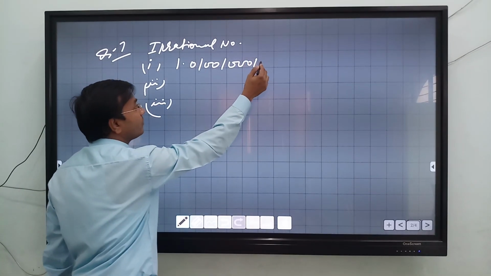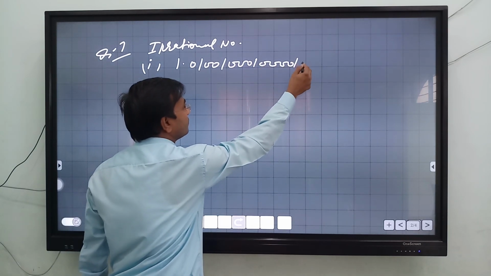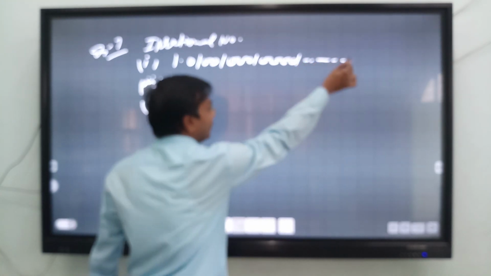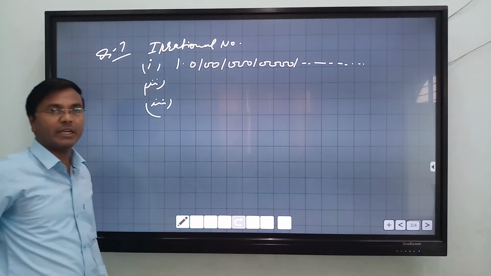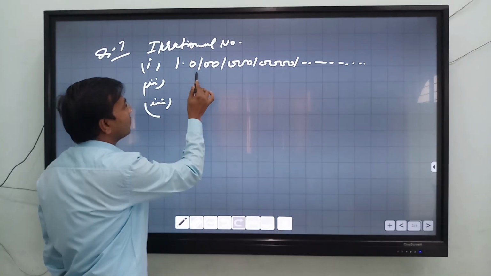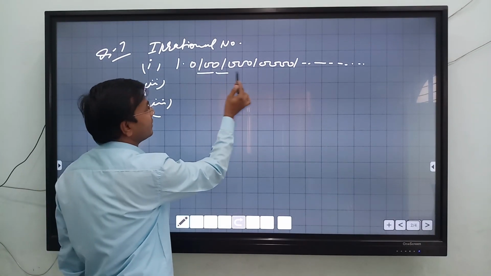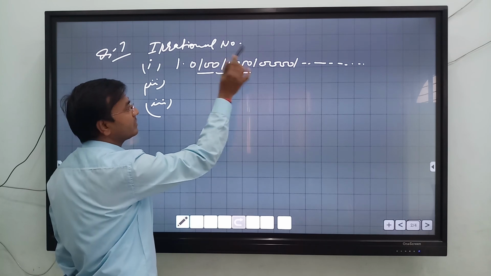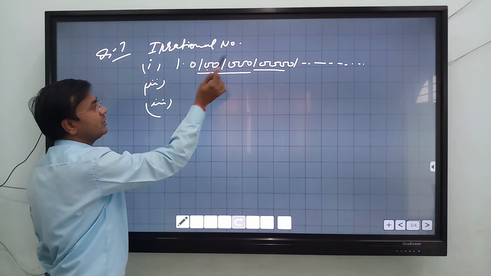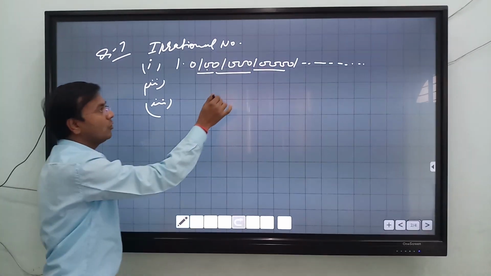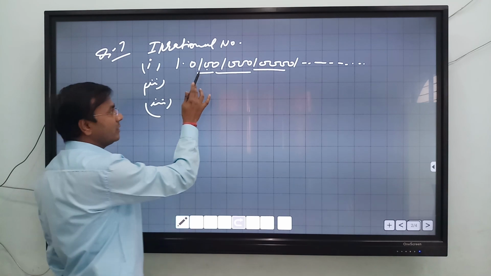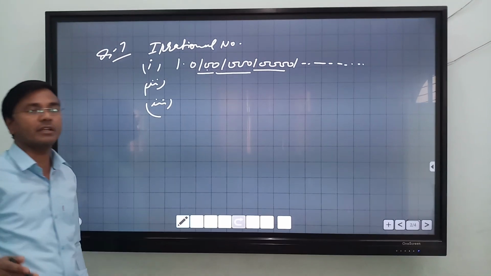This is the example of non-terminating and non-repeating, because the dots going on means non-terminating, and non-repeating means here 100, here 10,000, then again the numbers, that is 0, 20, here 10, 30, 40, okay. So 0 is what? Extending.